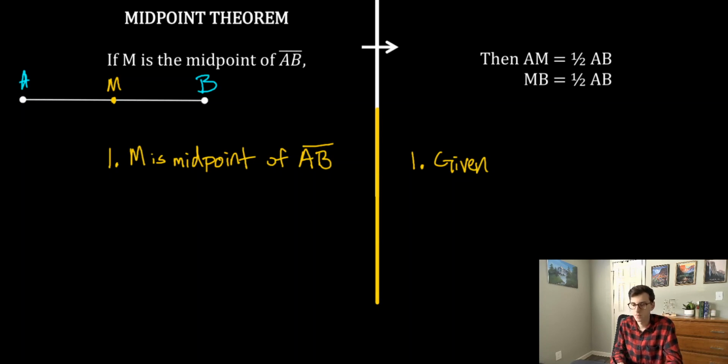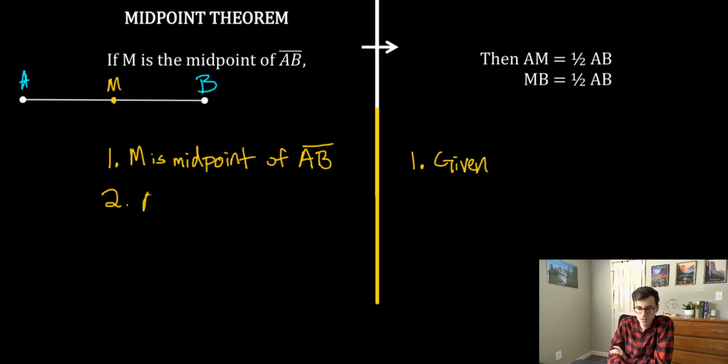Boom. Okay. So if M is the midpoint of AB, that's told to me. How can I prove that AM is half of AB and MB is half of AB? Well, since M is the midpoint, I know that I can say that AM is congruent to MB.